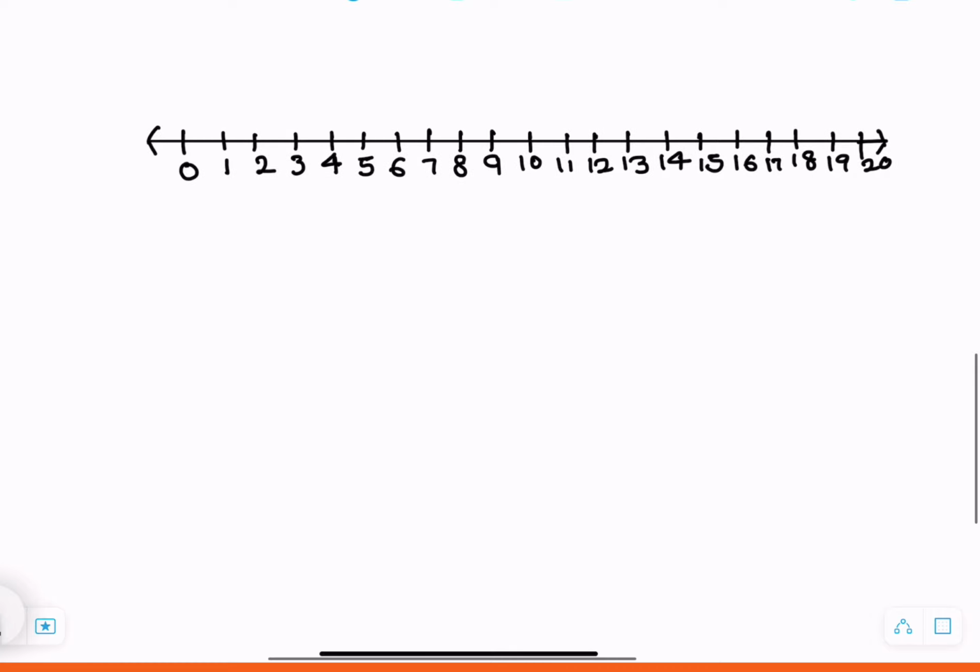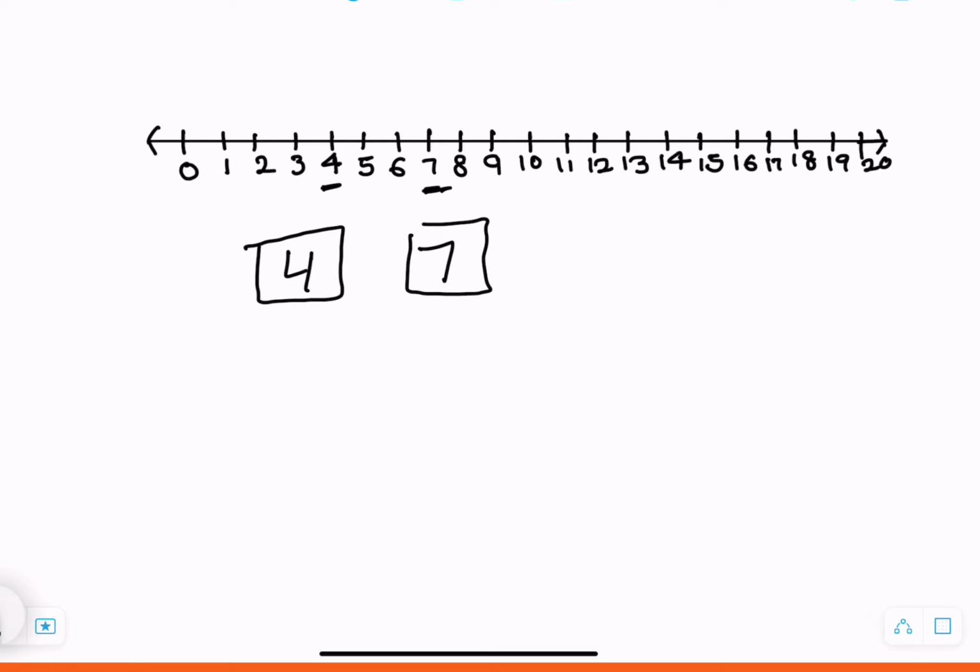So what numbers do we have? We have 4 and 7. If we look, 4 is right here and 7 is right here. Which number is coming first? The 4. That means the number 4 is less than and the number 7 is the greater one.